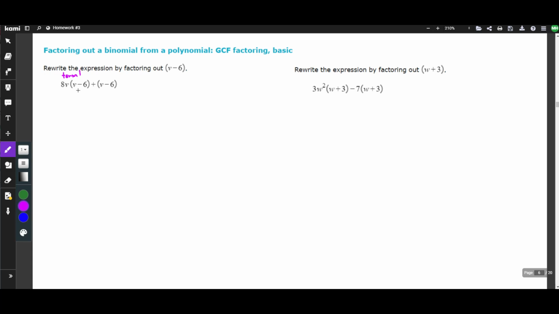Even though it looks like a whole bunch of stuff, that 8v parentheses v minus 6, it is all multiplied together. So that is one term, and this is term 2. We are talking binomials, so there's two terms. They look ugly, but that's okay.